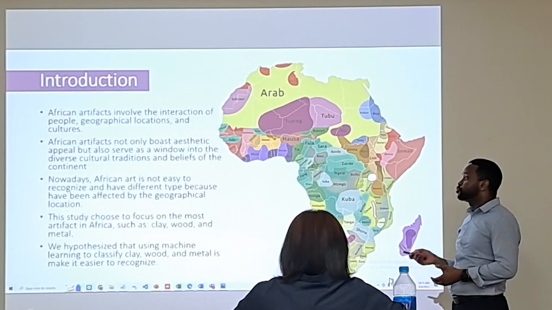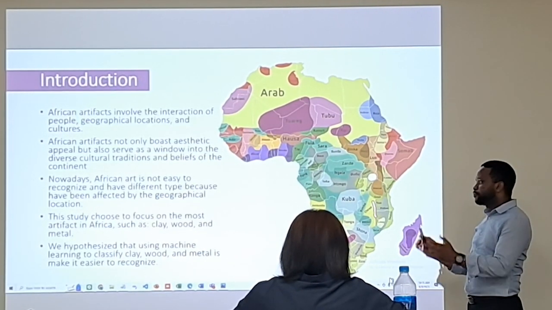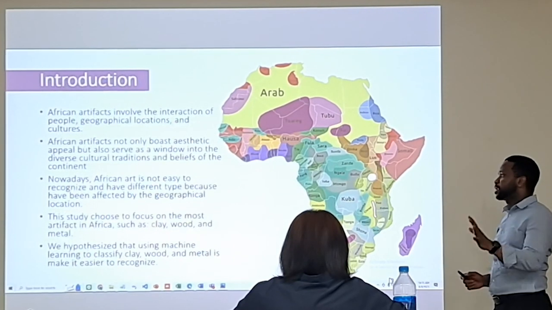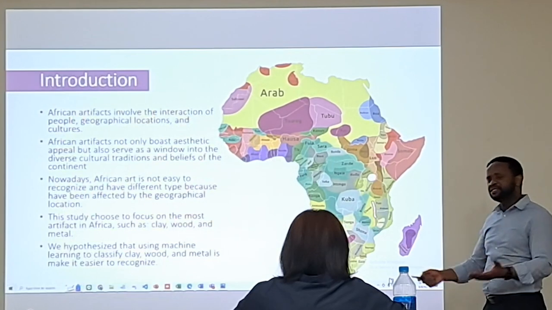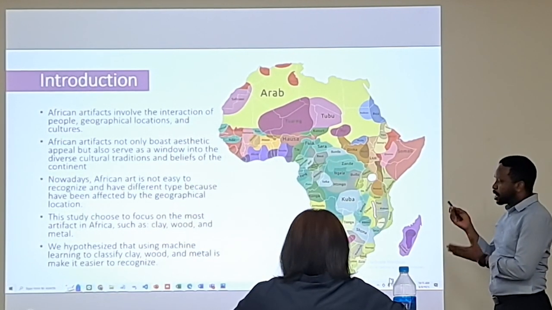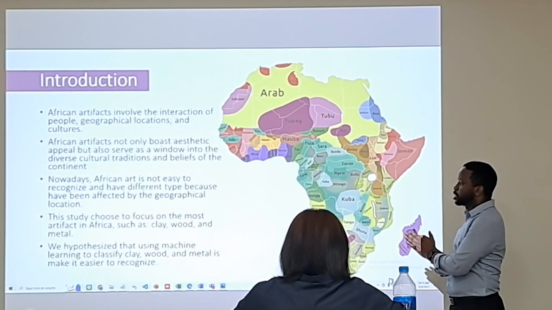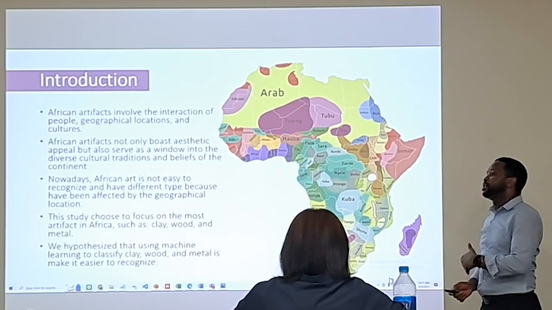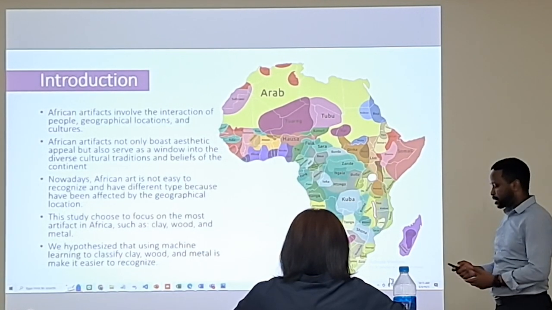This study chooses to focus on most of the artifacts in Africa: clay, wood, and metal. We have several artifacts, maybe paintings or whatever, but in this study I want to use only clay, wood, and metal. And when I say clay, ceramic is included in the clay, because ceramic is made of clay.